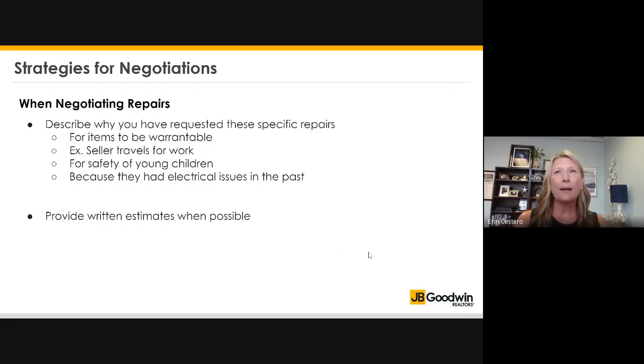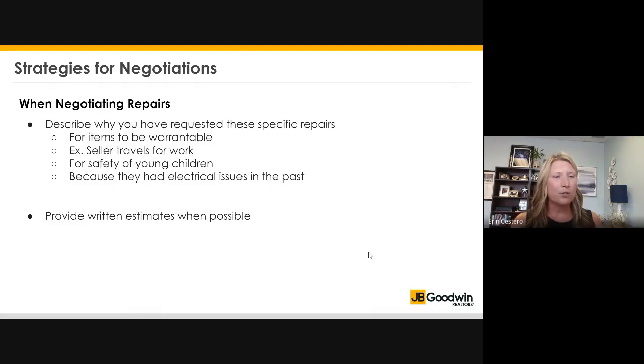When negotiating repairs, and I'm leaving strategies and definitions of negotiations aside and just sharing some personal reminders here, consider humanizing these items and giving context. Describe why you've requested, or why your buyers have requested, these specific repairs. Is it because we want them to be warrantable, so this isn't a problem for us or the sellers in the future? Are your sellers not willing to do repairs and they're offering cash instead?